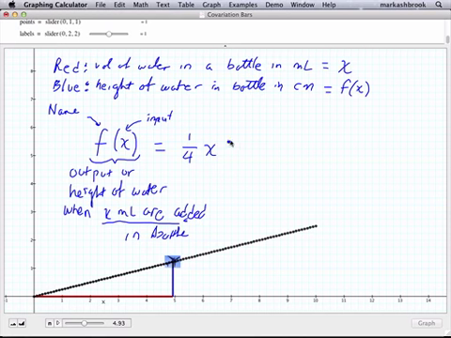Okay, the right side over here is called the rule. The rule is that deterministic relationship that allows us to find out what the height is when we have that many milliliters of water. So we have the name, we have the input, and that whole expression represents the output. In this case, that's the height of the water when x milliliters are put into the bottle. The right side is the rule, and that rule is what allows us to find that height when we know what the water volume is.